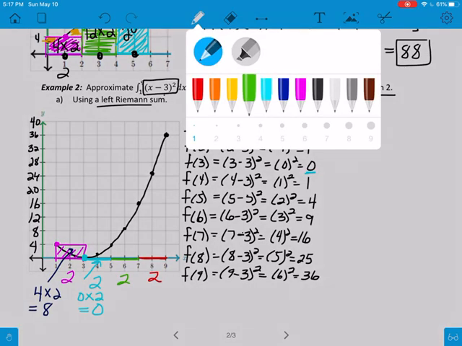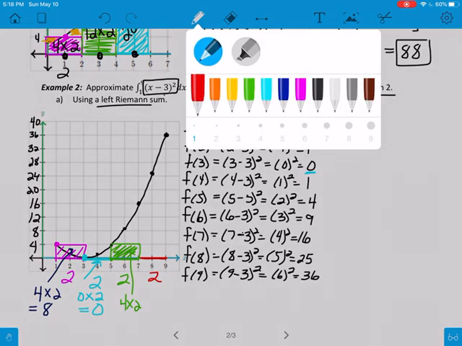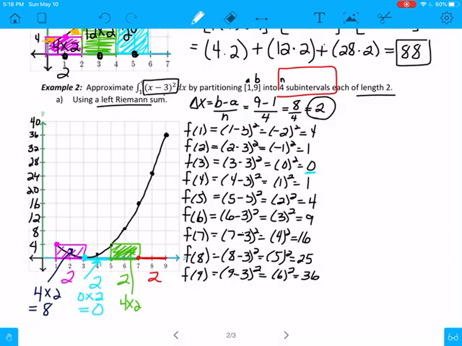Then the green one's left Riemann sum is whatever the y is for 5. So I follow it up and over. So the area for the green one is going to be a height of 4, so 4 times 2. And then the red one, I follow the very left up. The very left is the number 7. So I follow it up to its y and over.